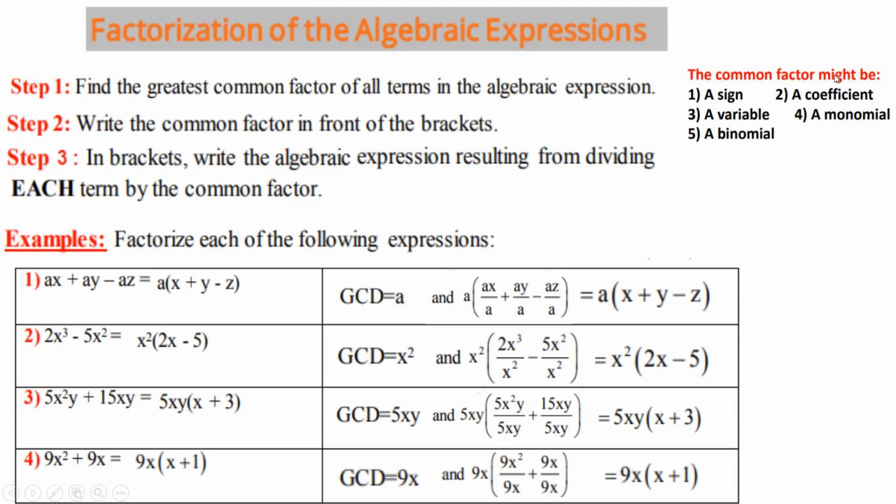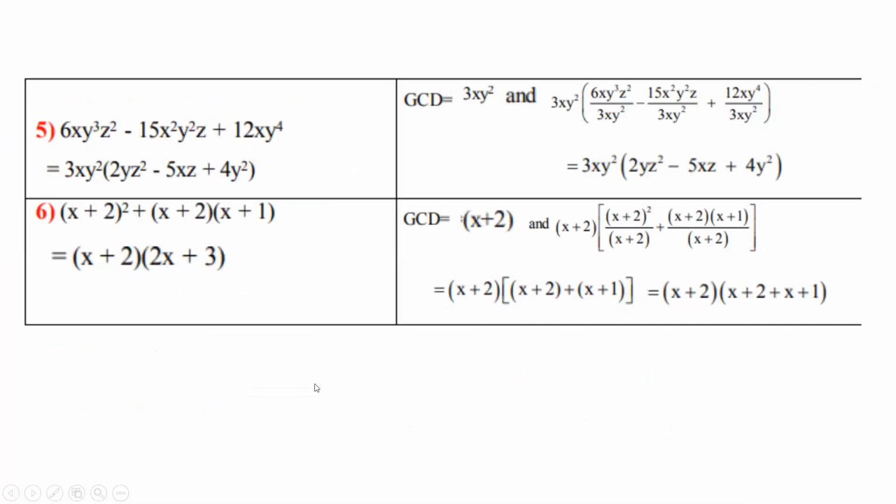The common factor in the algebraic expression might be a sign, it might be a coefficient or a number, it might be a variable, it might be a monomial or a binomial. Also, you can apply the other examples. Here, for example, in this one, we have a binomial x plus 2, all of it squared. This is the first term, plus x plus 2 into x plus 1 is the second term.